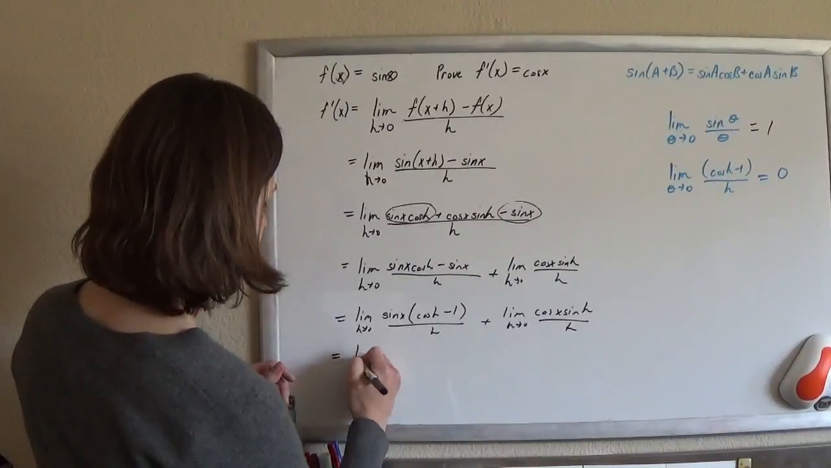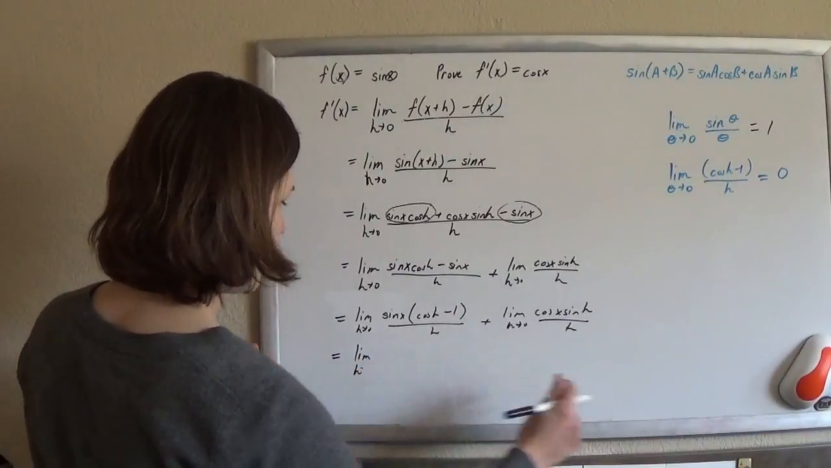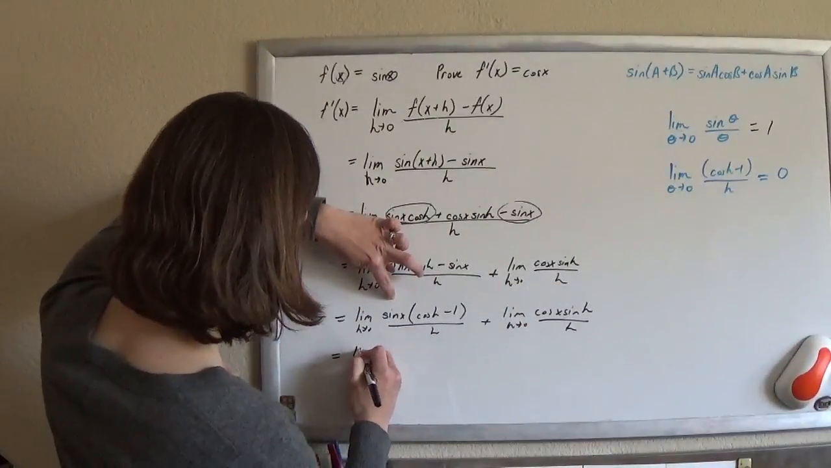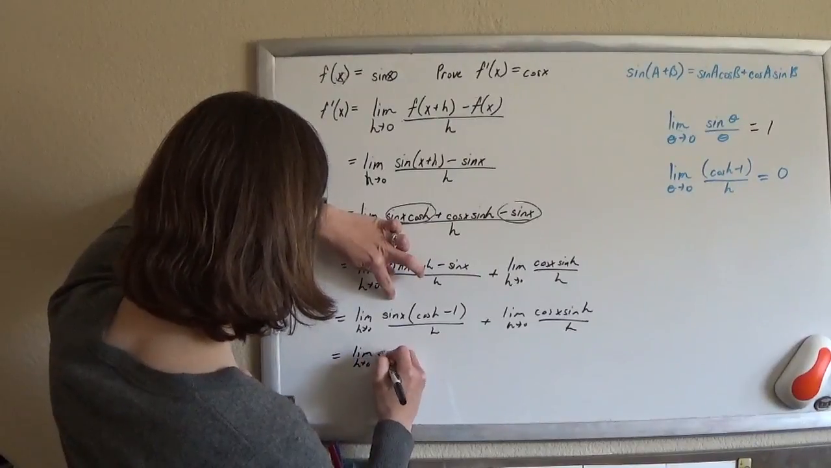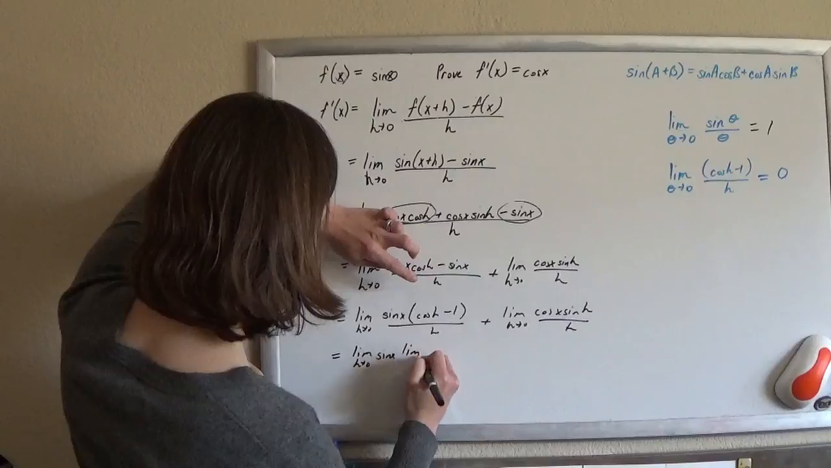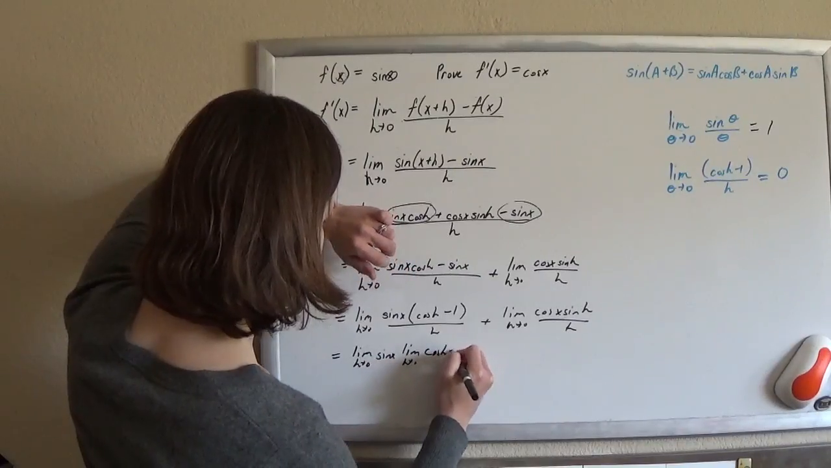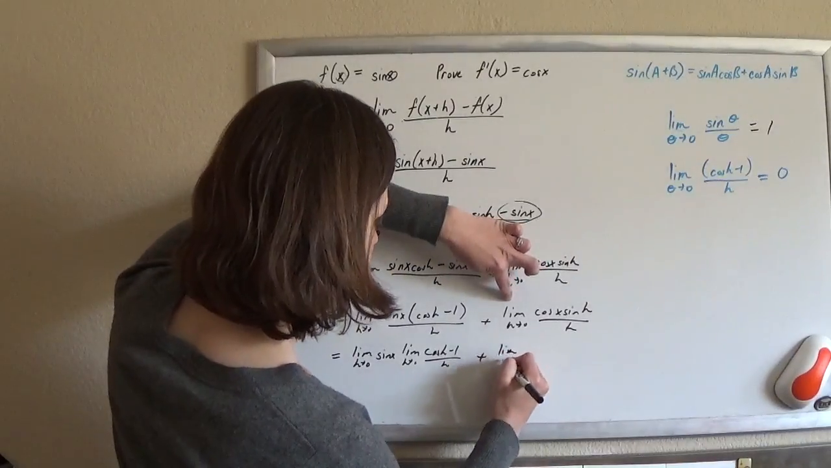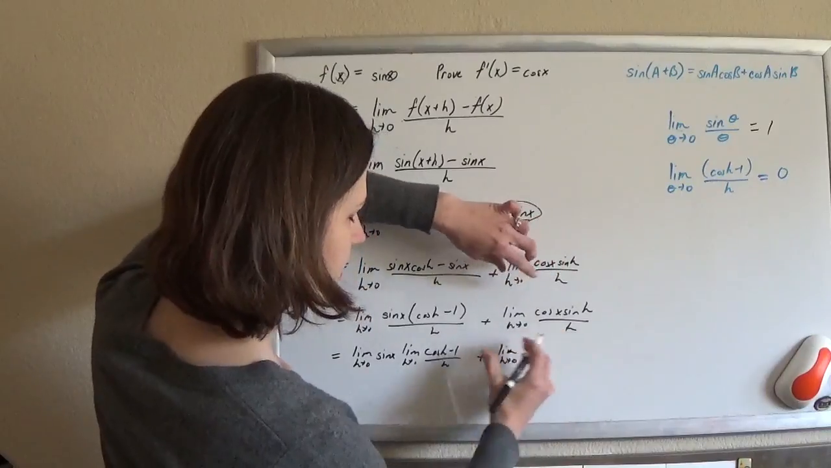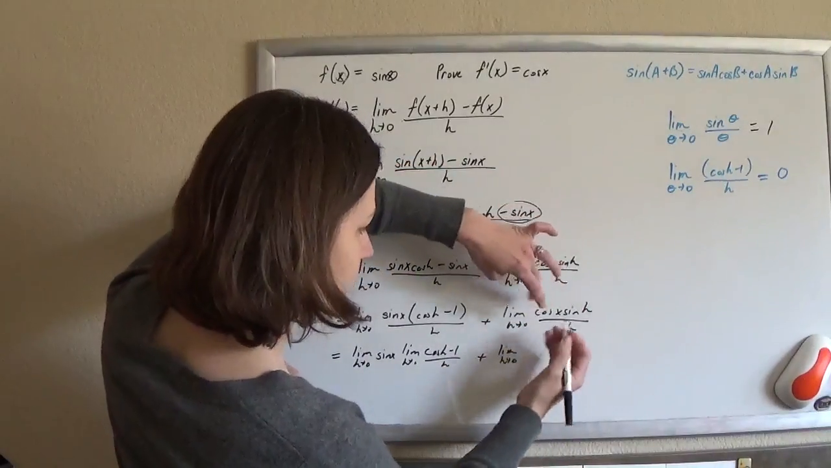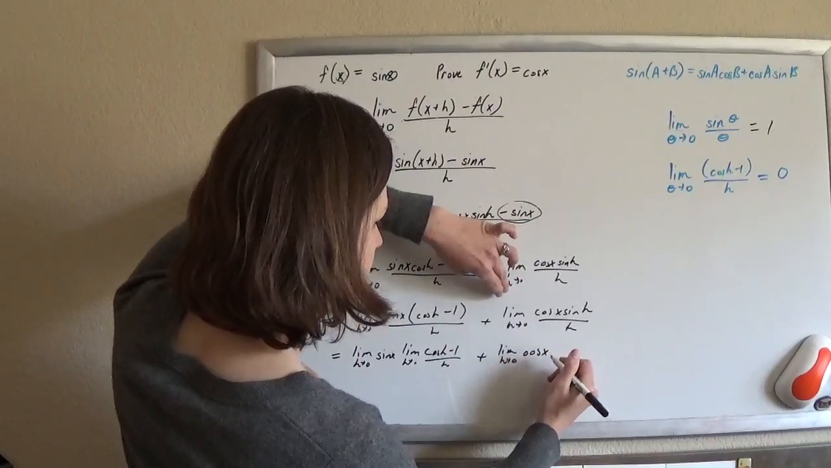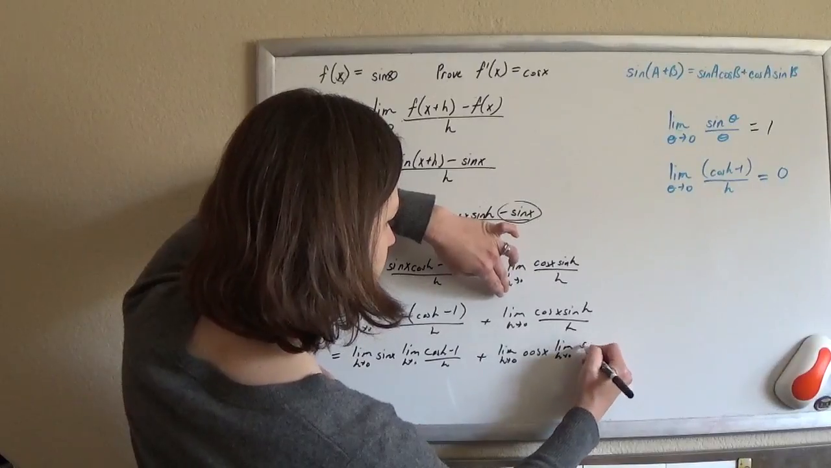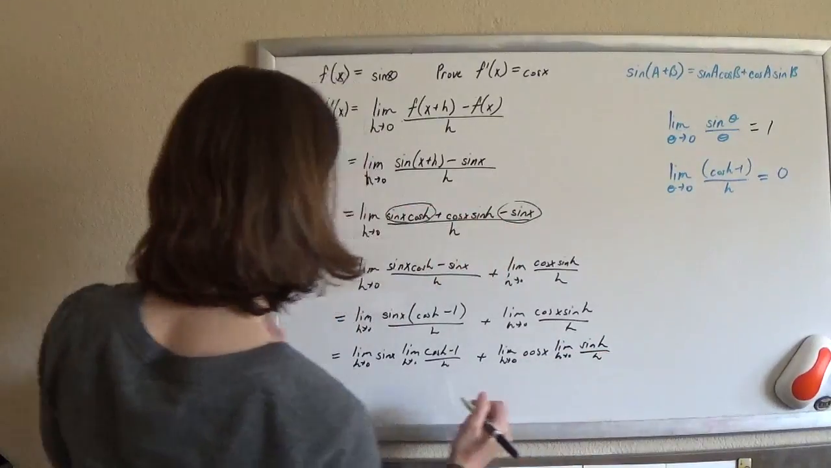So if I use more of my limit laws, my limit product law, and split this up, I can say that this is the limit as h goes to 0 of the sine of x times the limit as h goes to 0 of cosine h minus 1 over h. And then do the same thing for this one, use my product limit laws to break off that cosine. So it's the limit as h goes to 0 of the cosine of x times the limit as h goes to 0 of sine of h over h.